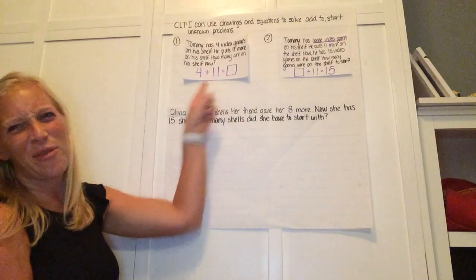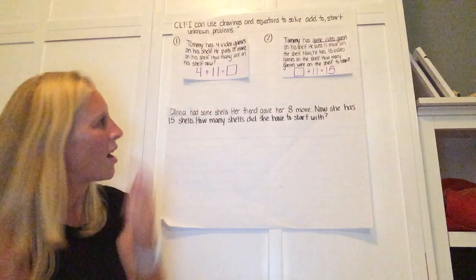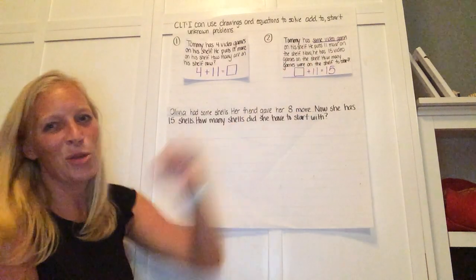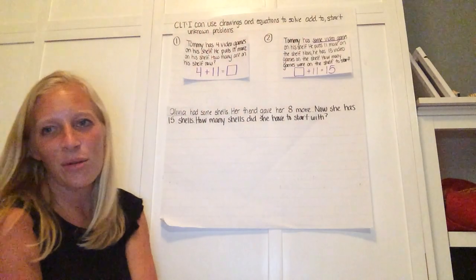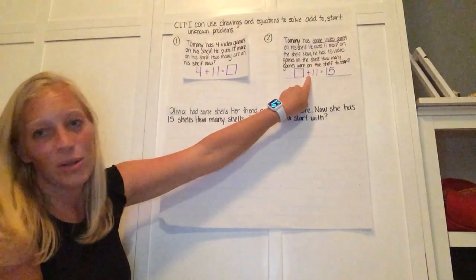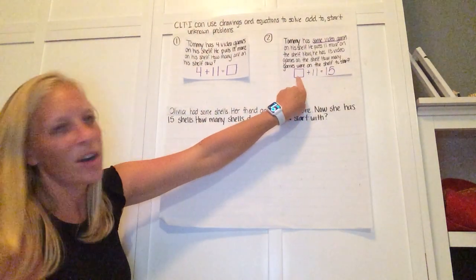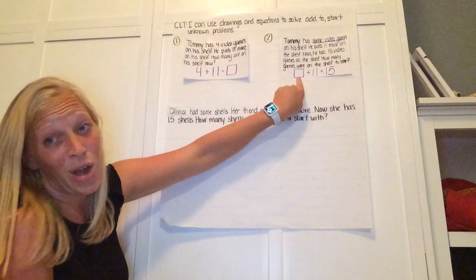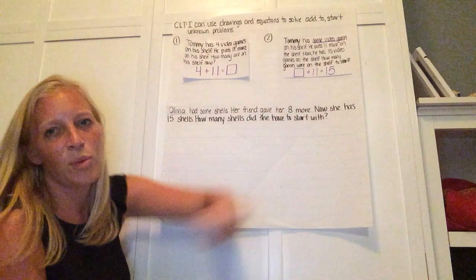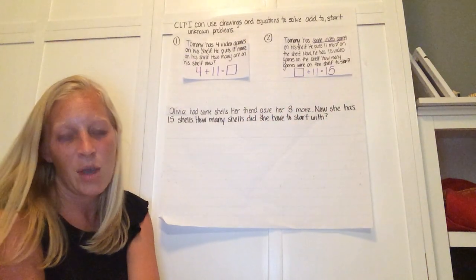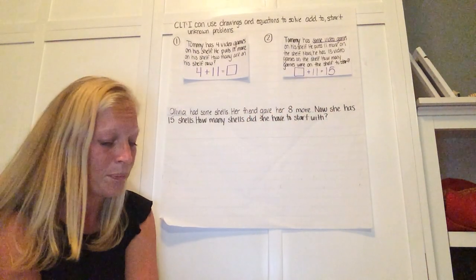We've seen this kind before, haven't we? We sure have. These are our newbies. When we say add to, start unknown, we're adding to, and our start is unknown. We don't know what our start is. We don't know where to begin, right? We don't know what the first part of our story problem is. We have to solve for that unknown.